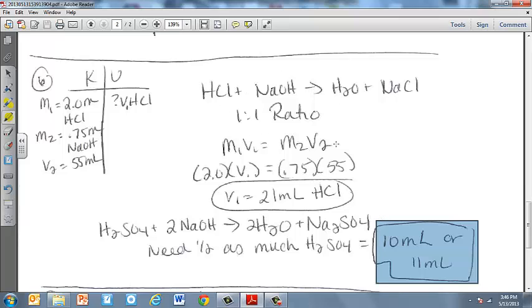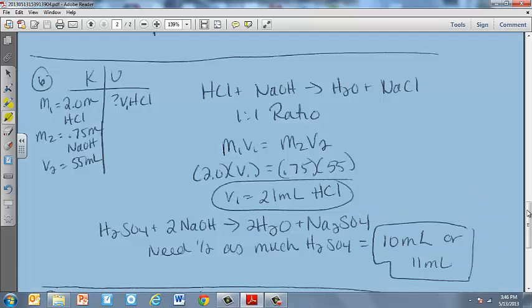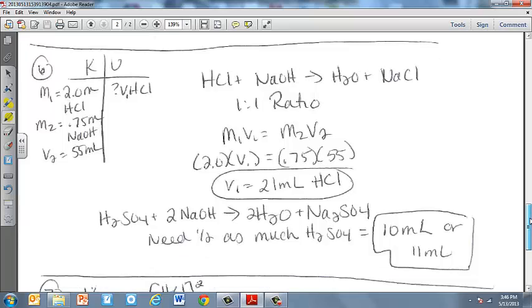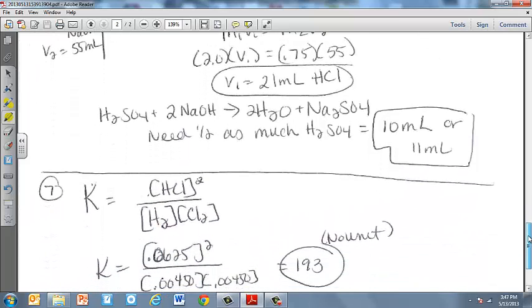Remember, if you write the equation, do M1V1 equals M2V2, and then accidentally multiply instead of divide, it's not a huge mistake. You showed me you were understanding all the steps. You just crisscrossed on the bottom.